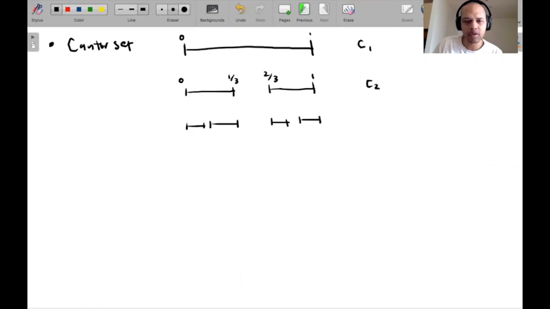removing the middle thirds. I haven't drawn this to scale, so this is like 0, 1/9, 2/9, 1/3, and so on. And then C, the Cantor set, is defined as the intersection of all of these.